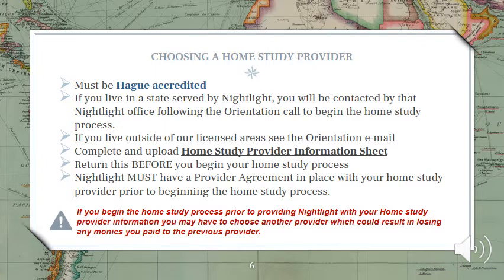The first reason is because Nightlight must have an exempt provider agreement in place with the agency prior to you beginning the home study, which we will take care of. And secondly, we will ensure the home study provider is Hague accredited as required. This is very important. If you begin the home study process prior to providing Nightlight with your home study provider information, you may have to choose a different provider, which could result in losing money you paid to the previous home study provider.